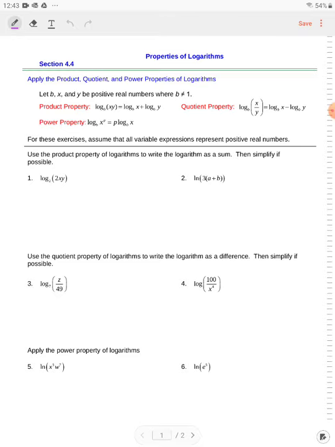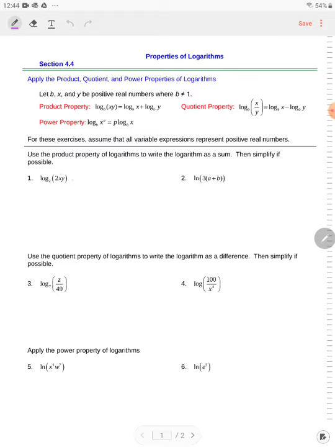The power property: log of x to the p power base b is equal to p log x base b. All right, so most of the time they won't tell you which property to use. We're going to break this down and do each type, and then we'll put it together with no hints or anything. The first set of directions say use the product property to write as the sum of logarithms. Simplify if possible.